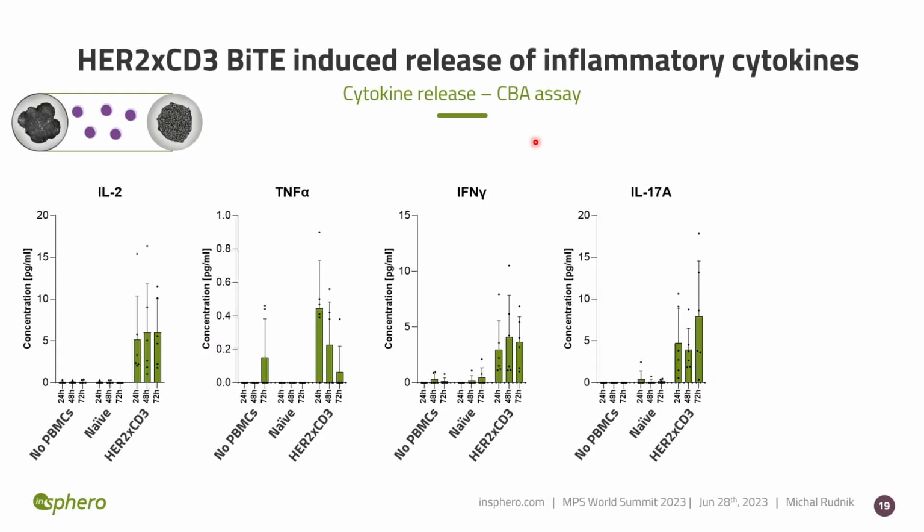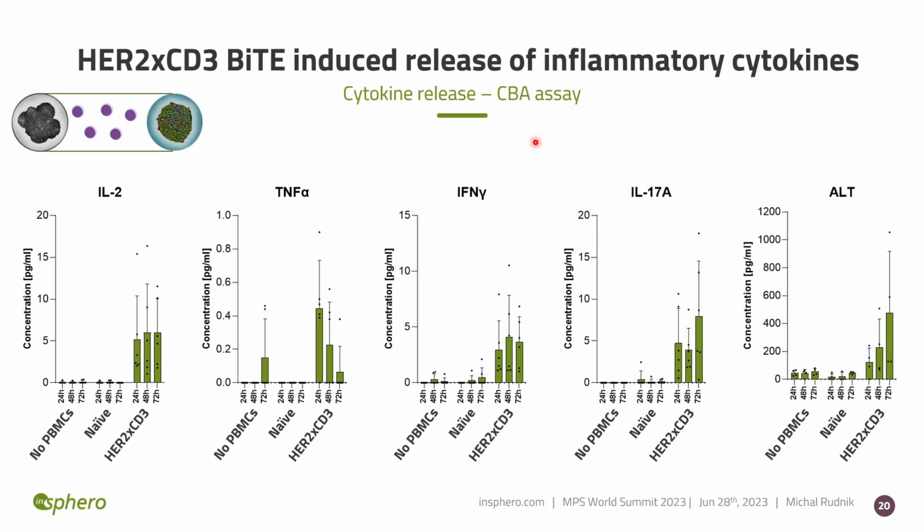So we hypothesized that the secretion of inflammatory cytokines by activated T-cells might be a possible cause of the liver damage in our model. So we evaluated the release of cytokines after the treatment with the HER2-specific antibody, and we observed the release of T-cell dependent IL-2 and TNF-alpha already after 24 hours, and interferon gamma and IL-17A at later time points, 48 and 72 hours. And secretion of cytokines was followed by the release of ALT, with the peak of secretion after 72 hours.